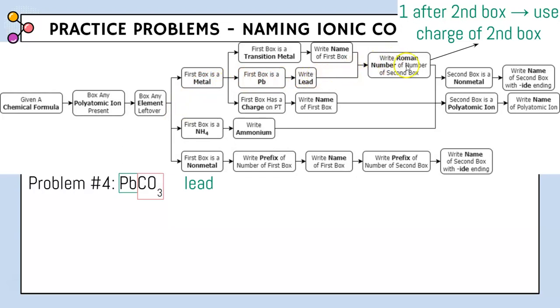And again, we need a Roman number based on the number of our second box. There is no number outside of our second box, so the number's 1. Remember, we put this footnote here. If there's a 1 after the second box, we need to use the charge of our second box. So because we have a 1 out here, we have to find the charge of CO3. That's on your polyatomic ion list. CO3 has a minus 2 charge. So we're actually going to use the number from the charge for our Roman numeral. Then looking at our second box is a polyatomic ion, and the name of it is carbonate.